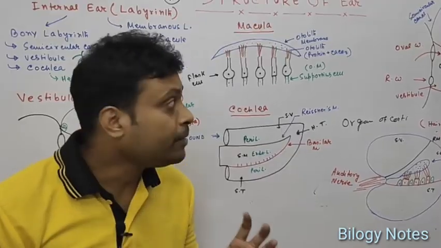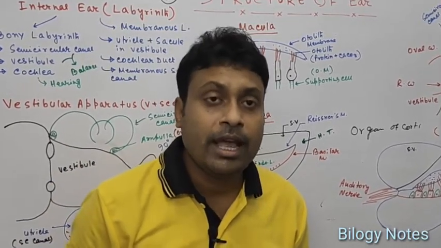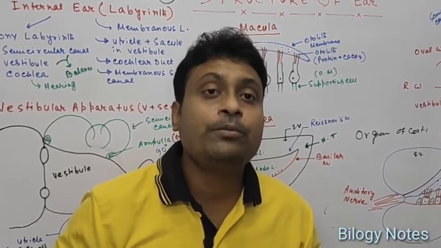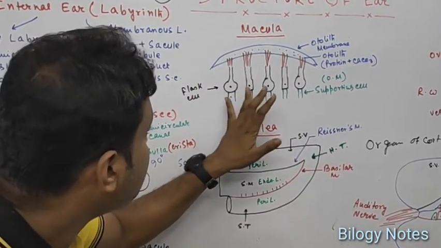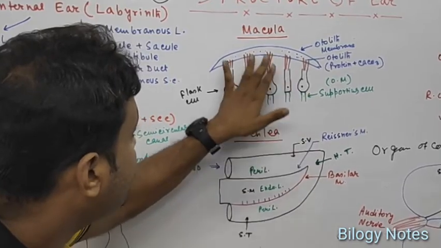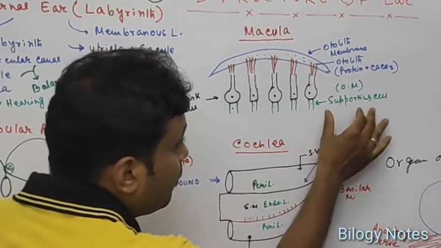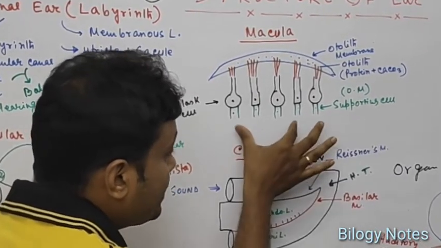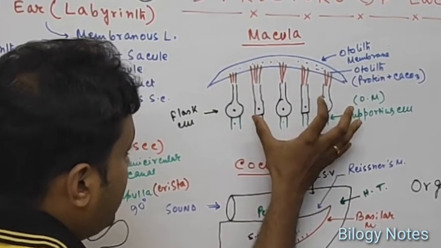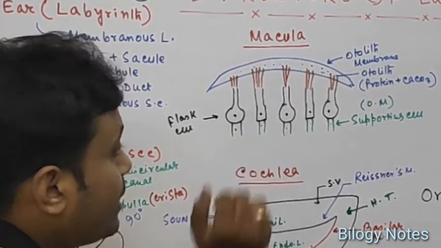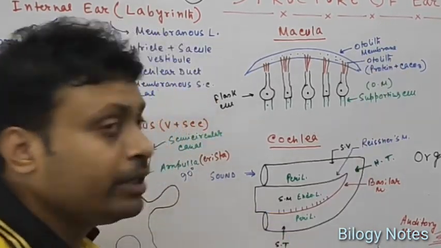Okay, so the otolithic membrane is very important, and probably you have heard the term otolith, and the otolith actually helps us to maintain our balance. Okay, and then the sensory hair cells project their hairs into this otolithic membrane, and this otolithic membrane is secreted from the supporting cells, which are also present inside the macula. So the macula is made up of three types of cells: the flask cell, the cylindrical cell, and the supporting cell, which is responsible for secretion of the otolithic membrane.